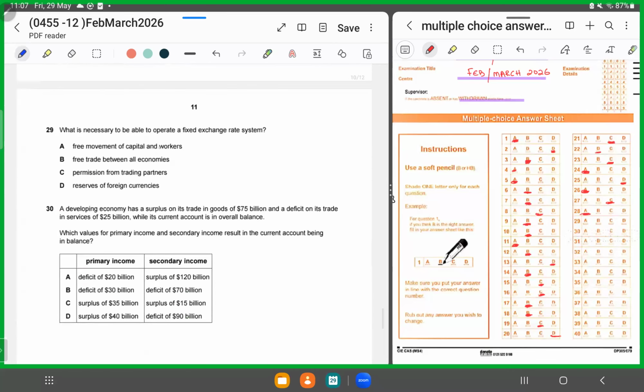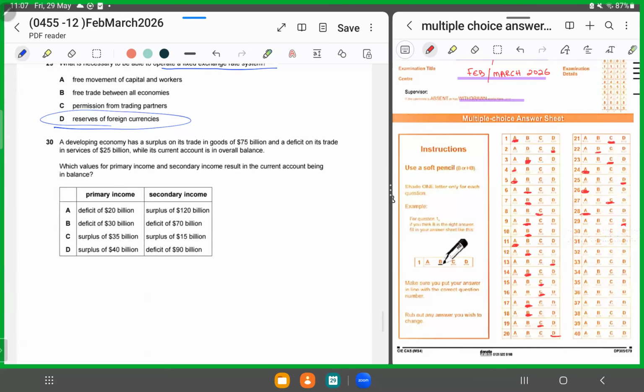What is necessary to be able to operate a fixed exchange rate system? So now, if you want your exchange rate to hover within a particular band, right? So what does a central bank need? It needs to have a large reserve. It needs to have reserves of foreign currency to be able to buy and sell in order to maintain that rate, a fixed exchange rate, right? So for 29, it has to be D.